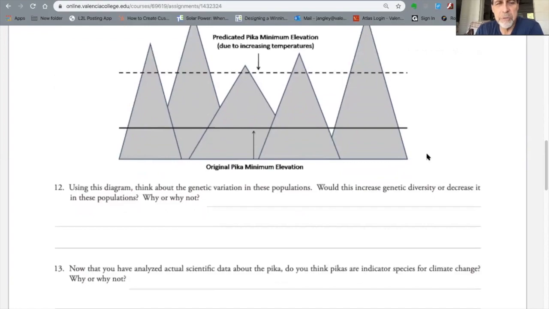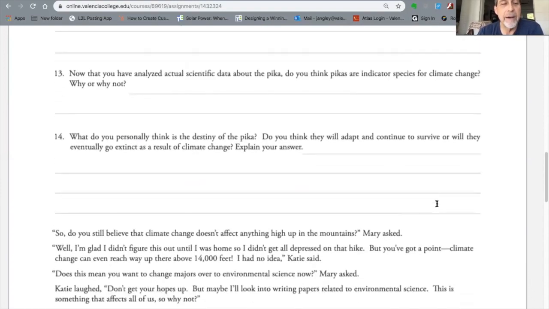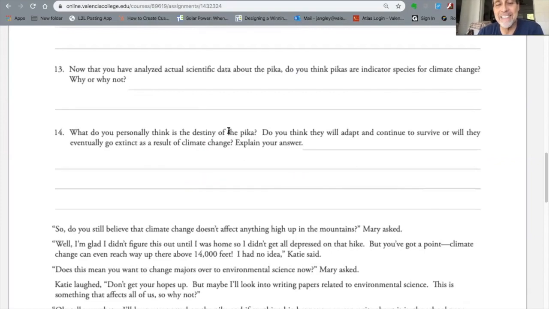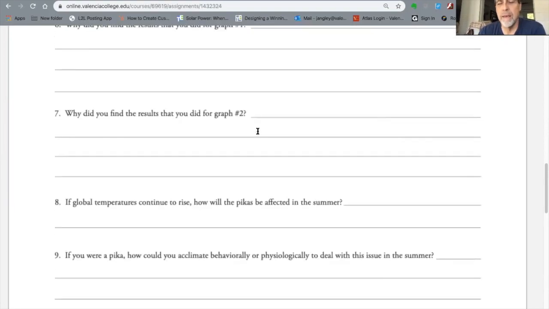What about genetic diversity? Would genetic diversity increase as the pika go higher and higher up these mountains? I mean, I have an opinion about it, but what do you think? And if you analyze the data, do you think the pikas are a good indicator species of climate change? Think about that. What do you think is the destiny of the pika? Do you think they're going to be able to adapt, or are they all going to die out? All right. So those are some questions. So that's the pika case study. All right, and that's what it looks like.